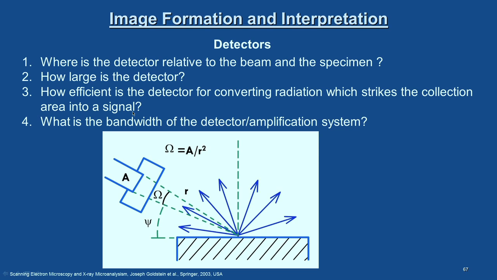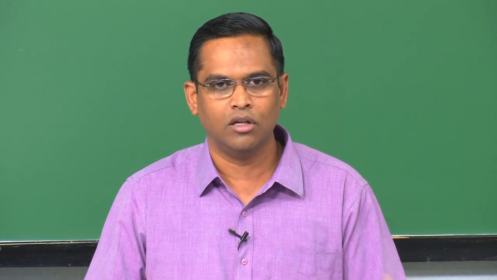You see, the signal coming out of the specimen has a wide range of signals with varying energies. So, how efficiently the detector can convert this into a useful signal is also an important aspect. We will see some examples of how we can understand this.